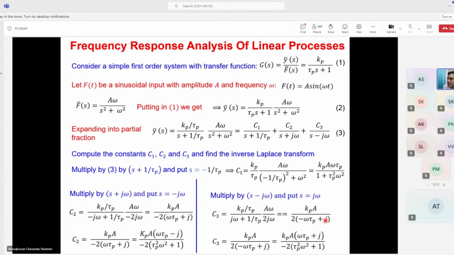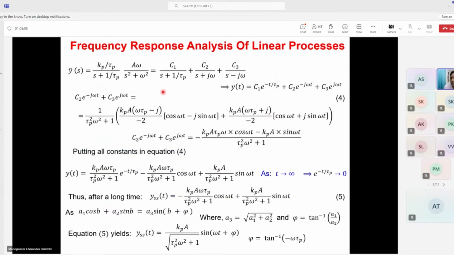Again here the j is in the denominator, so we can multiply and divide this entire expression by ωτp plus j. With that we are going to get KPA(ωτp plus j) divided by minus 2(τp²ω² plus 1). Okay, so we have obtained C1, C2, C3, all three constants. We can put those constants here, and we can invert this entire equation into the time domain. Okay, so this is the equation we have obtained.